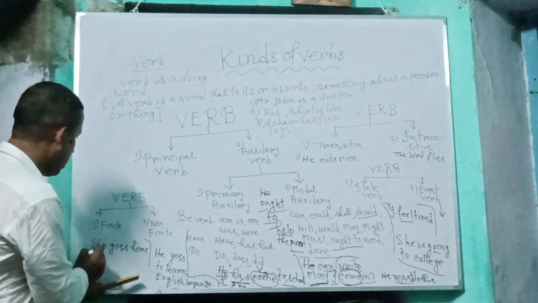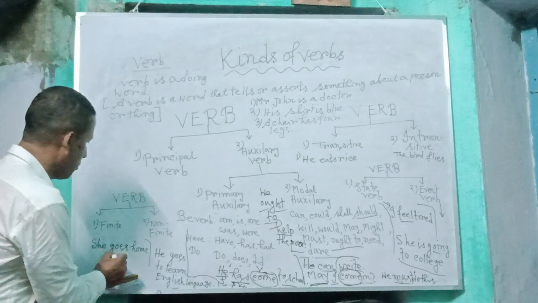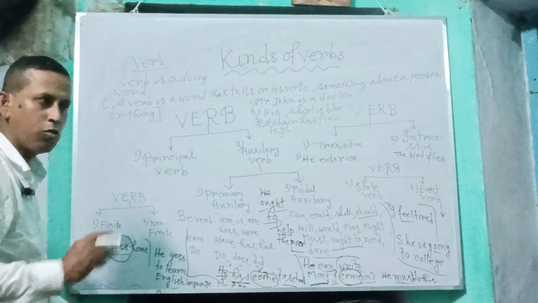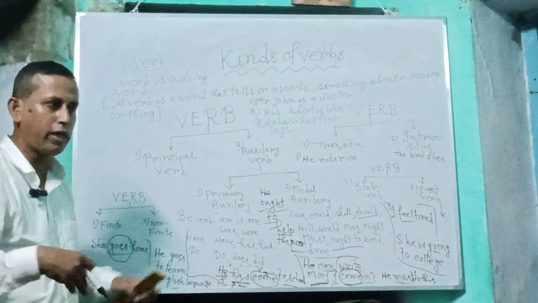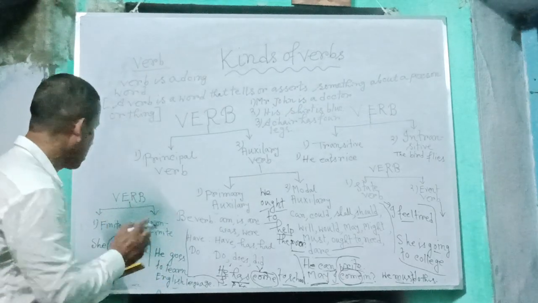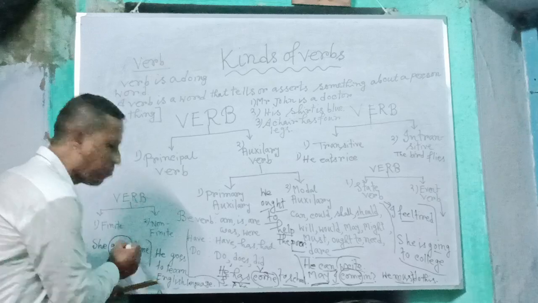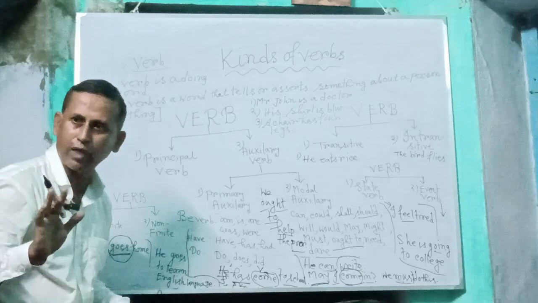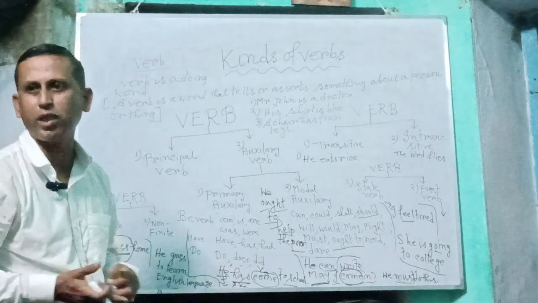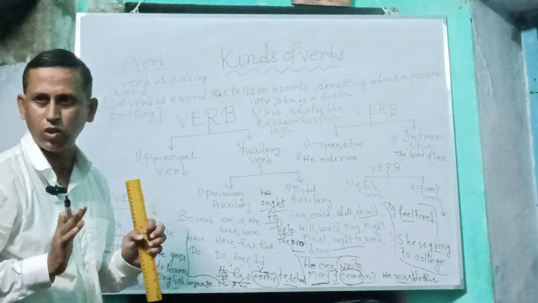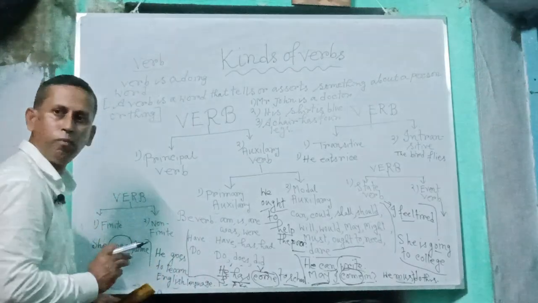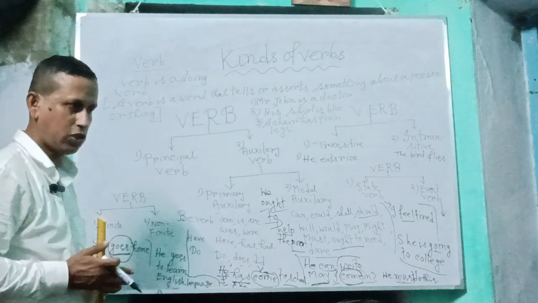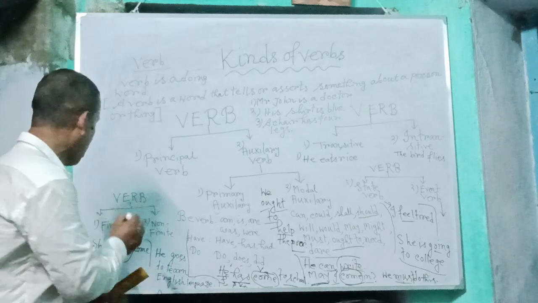Like this: she goes home. Here "goes" is the finite verb. Only the sentence. What is the sentence? When you create or make a sentence, the finite verb is a must. Okay? You must use finite verbs. Without a finite verb, the meaning of the sentence is incomplete. So remember this. She goes home. I go to school. She goes to office. So all are only the main verb.